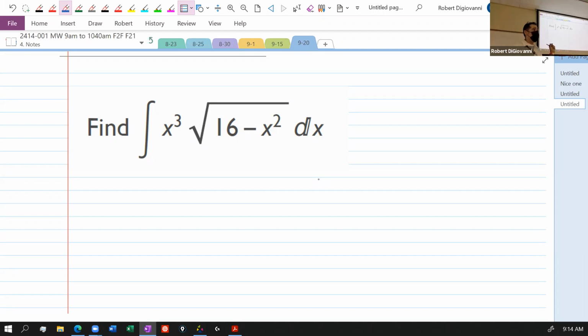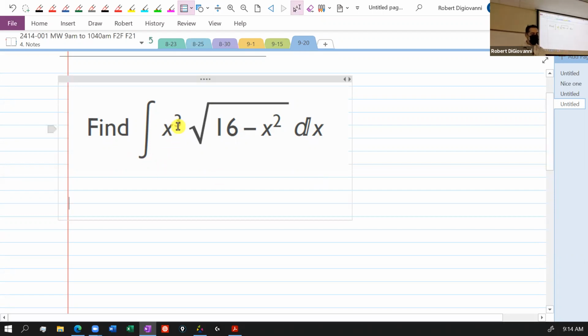Let's make sure it's not a basic U substitution. So if this x cubed were an x, I would be going basic U substitution, because for 16 minus x squared, the derivative of that would be negative 2x.